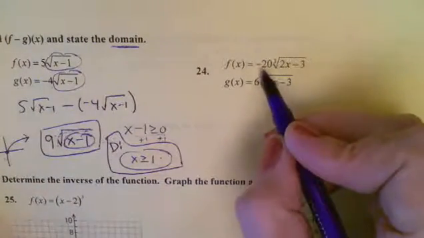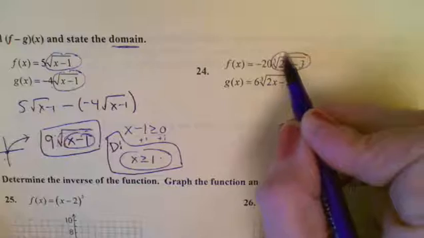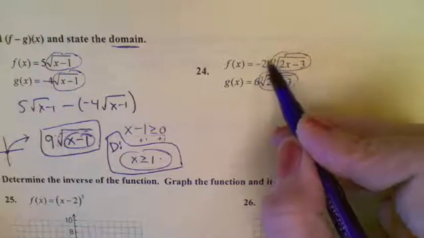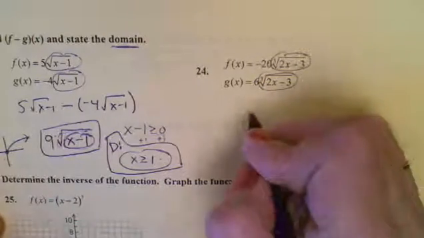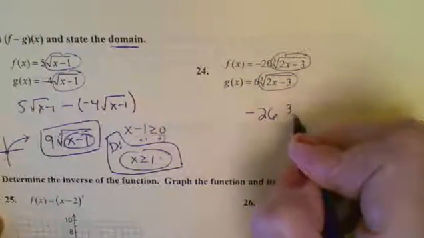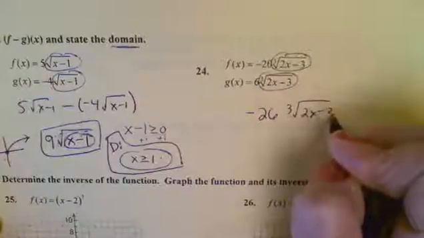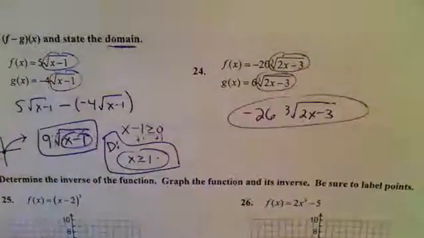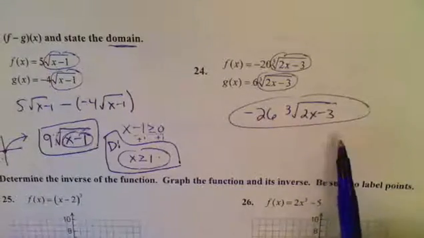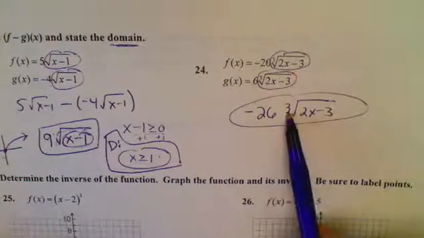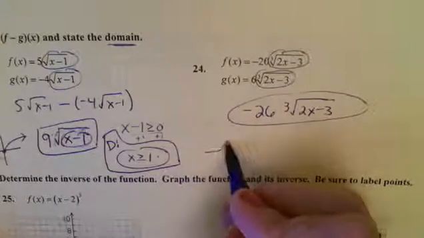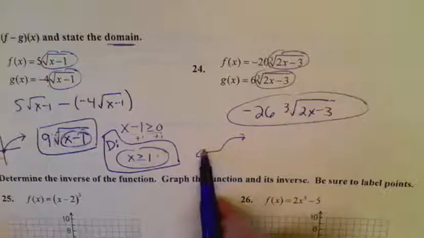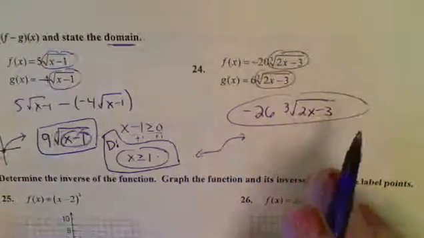All right, so 24. Again, we're subtracting. We have negative 20 of these terms minus 6 of those same terms. So negative 20 minus 6 gives me negative 26 of those terms. All right, so that's my answer to that. The next piece is what's the domain? The domain of anything that has an odd root, because remember what the graph looks like, is always going to be all reals, because now I can put in cube roots of negatives and it's okay.